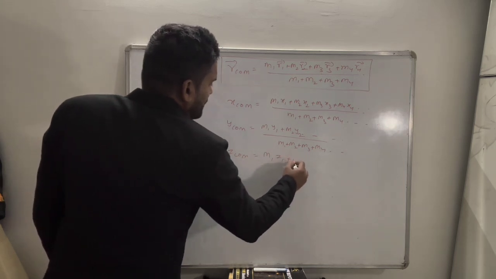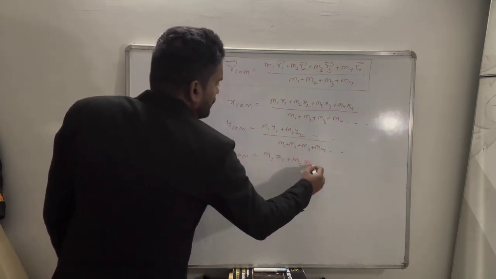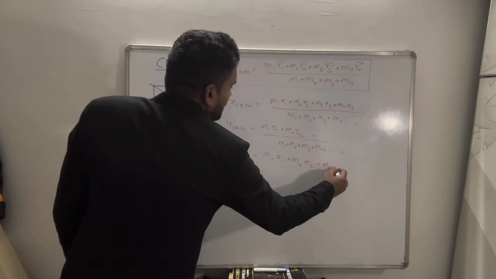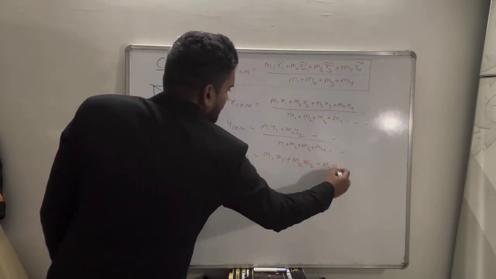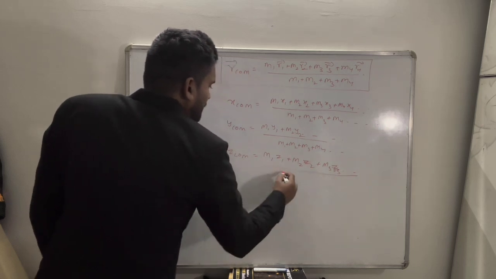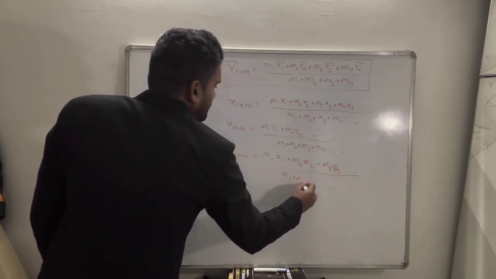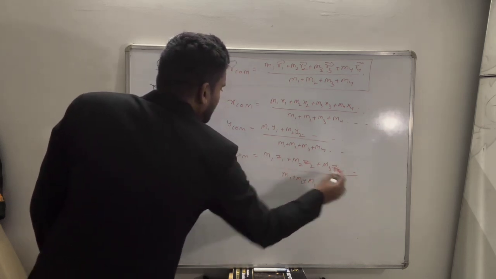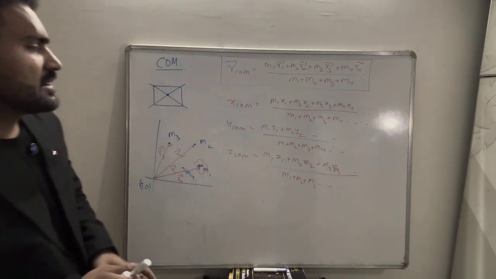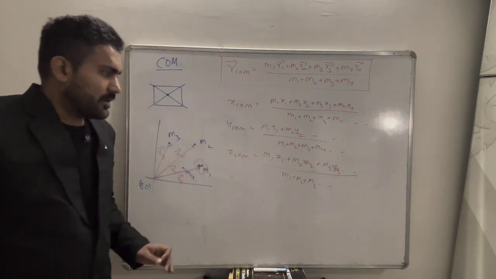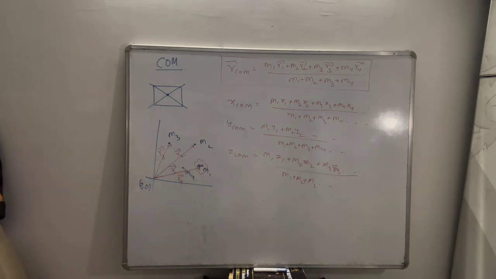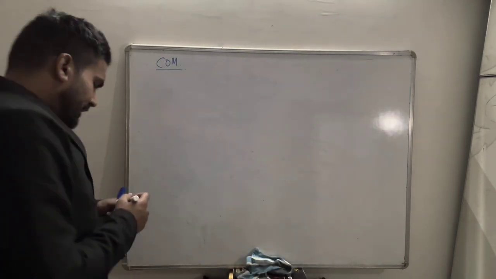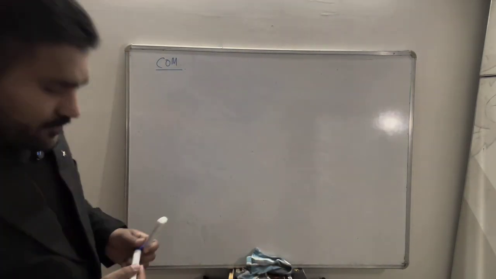Yes, tell me. The formula is m1 z1 plus m2 z2 plus m3 z3 and so on, divided by m1 plus m2 plus m3 and so on, right? Okay, let's understand this with one example.